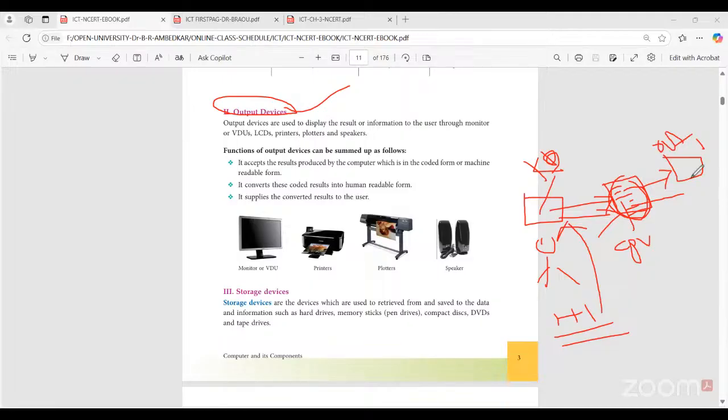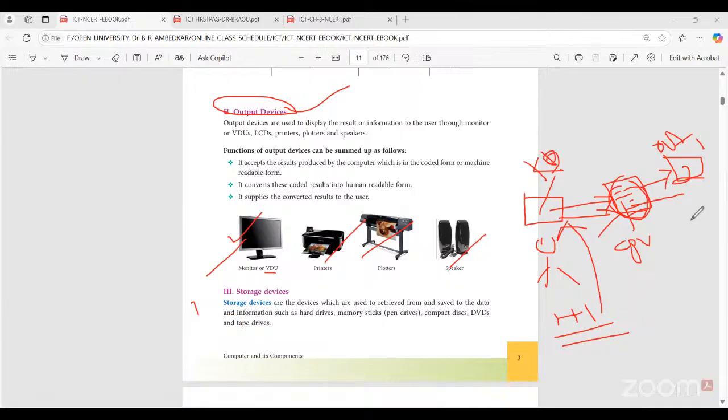There are so many output devices here, such as the monitor, also called VDU or visual display unit, printers, plotters, and speakers. In the computer, we generally use the monitor. On the monitor, it will display the output, like 2. This is the way computers process the input data and give the output on the output device.